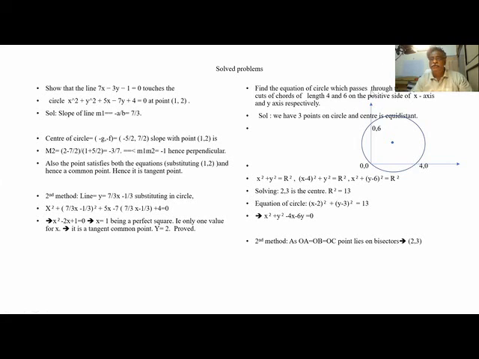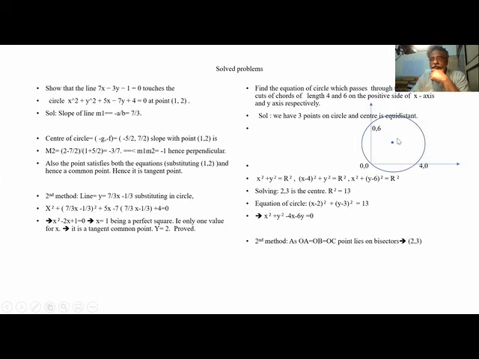Now let us see this problem. Find the equation of the circle which passes through the origin and cuts chords of length 4 and 6 on the positive side of x and y. This is 4 and this is 6. We know the center should be on the perpendicular bisector. The center is at 2 here and at 3 there, so the center point is (2, 3).